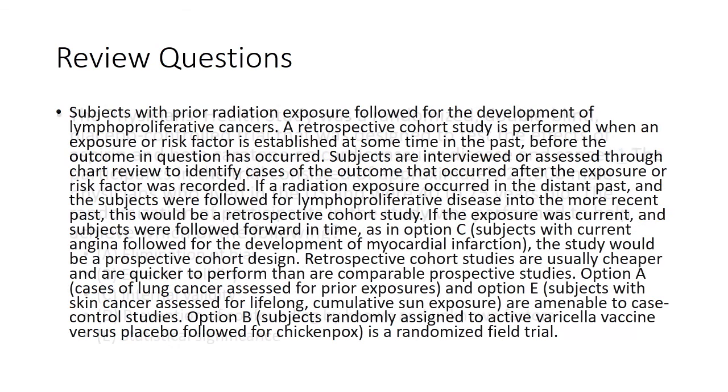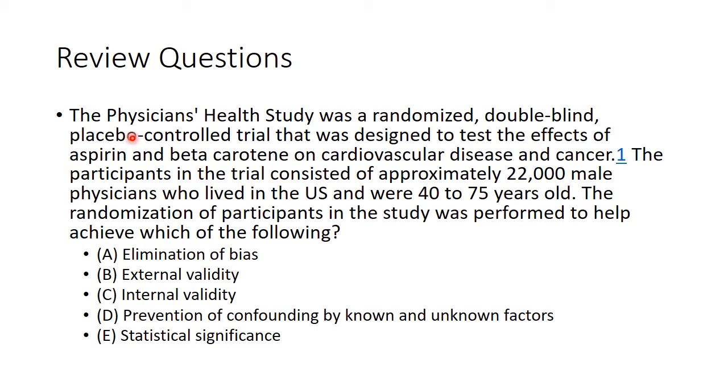Anyway, okay. All right, so let's look at the Physicians' Health Study. It was a randomized, double-blind, placebo-controlled trial. It was designed to test the effects of aspirin and beta-carotene on cardiovascular disease and cancer. Participants consisted of approximately 22,000 male physicians who were 40 to 75 years of age, and the randomization of participants was done to help achieve which of the following?